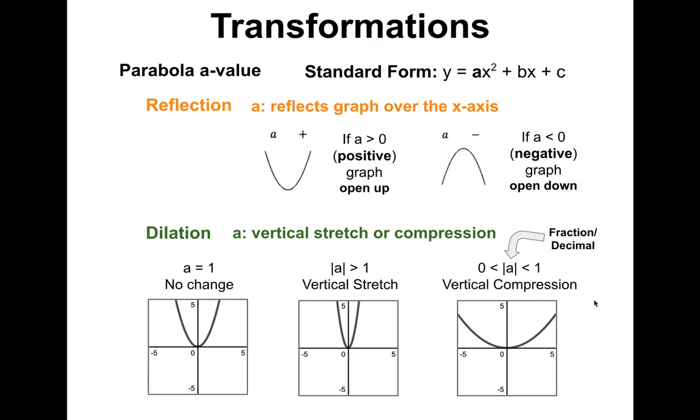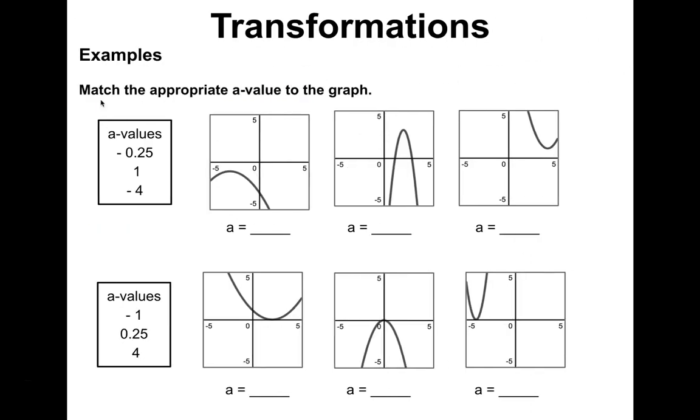So let's look at some examples. We're going to match the appropriate a values to the graph. So here are our choices and our graphs that we're going to match them to. Notice two of our choices have negative a values, so those are going to open down, where this one with a positive 1, we know is going to open up. So I'm actually going to match that one first. A equals 1 has to be this graph because it's opening up. And notice too, this graph has no change. That is the regular U shape. Although it is cut off, it's not stretched up real tall, and it's not smushed down real flat.